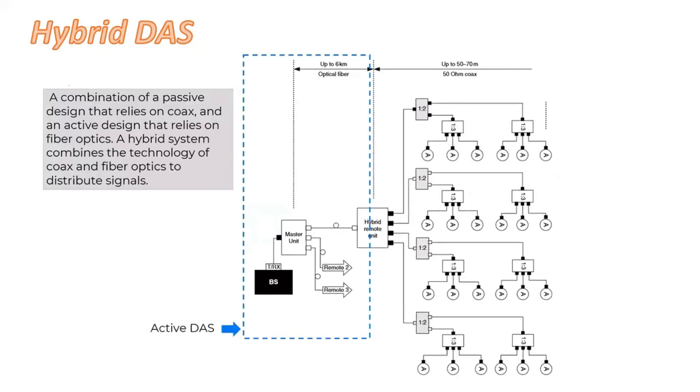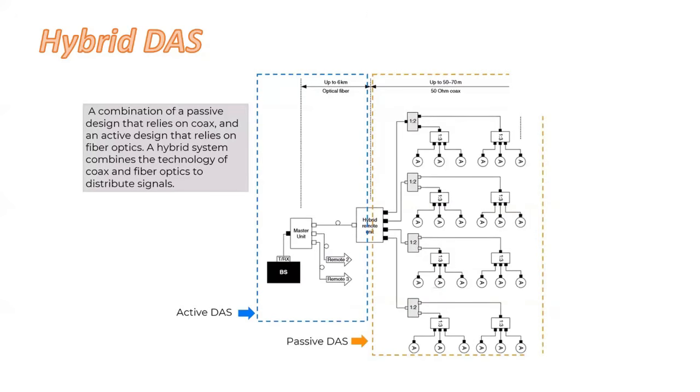And lastly, we have hybrid DAS. So hybrid DAS is nothing. It is just a combination of passive DAS and active DAS, right? So first leg, we have active DAS. For large cables, we use active DAS because optical fiber has less loss as compared to coaxial cable, right? And then we have the second part as passive DAS, right? So it's a combination of active and passive DAS.